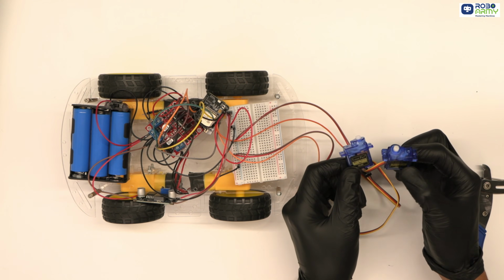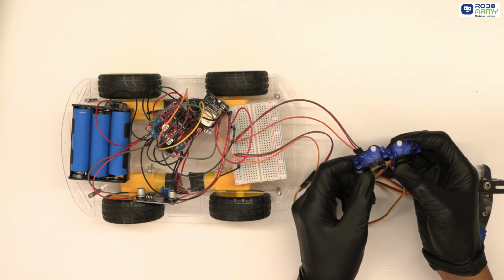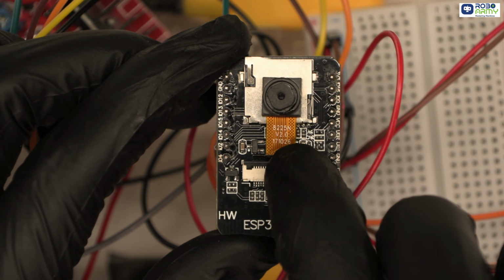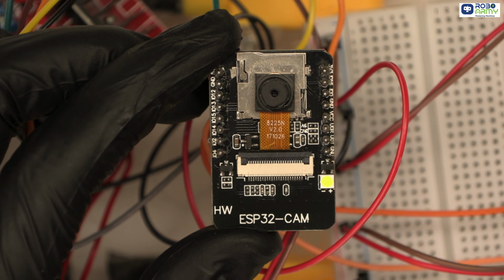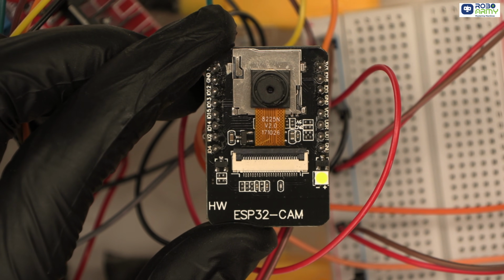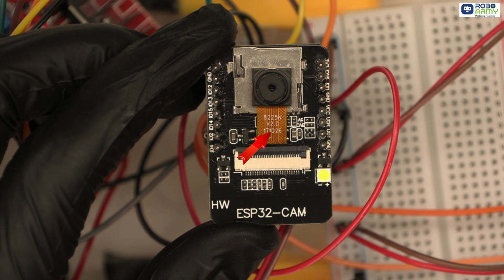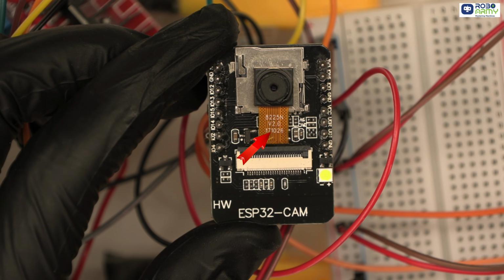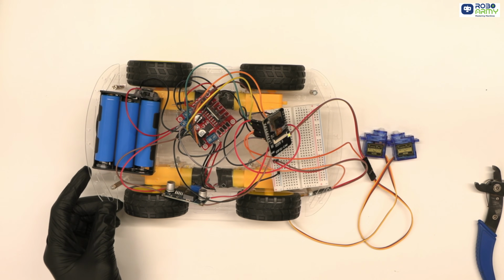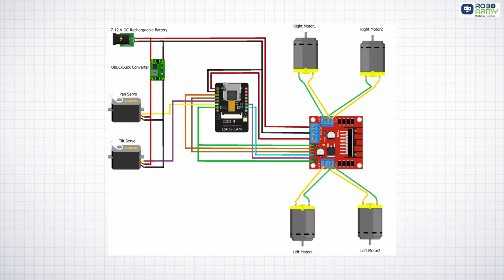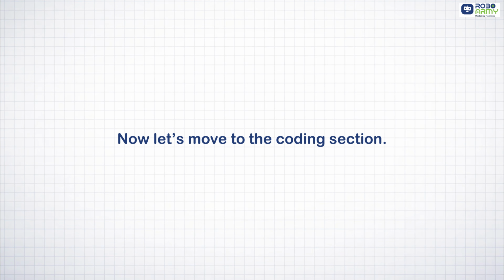These two servos allow horizontal and vertical camera movement. The ESP32-CAM already has an OV2640 camera module attached, so no external wiring is required for video streaming. Just ensure the camera ribbon cable is inserted properly. Make sure to double check all wiring connections with the circuit diagram before moving forward. Now let's move to the coding section.